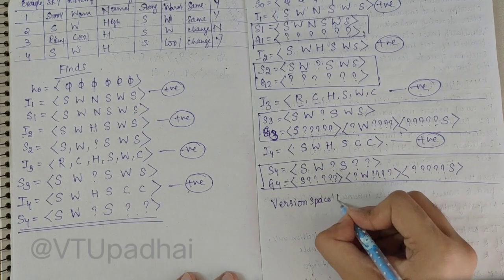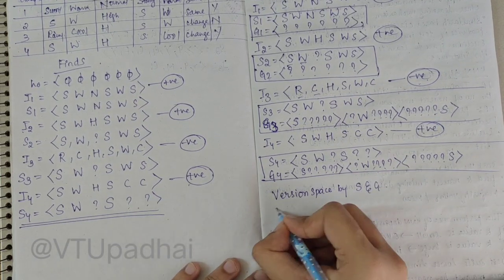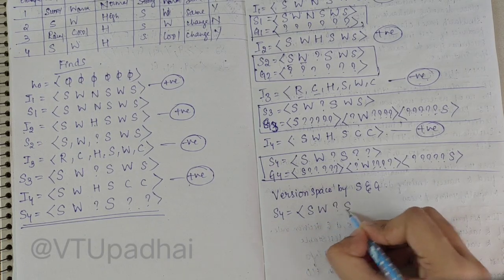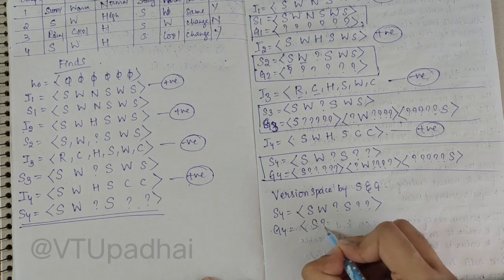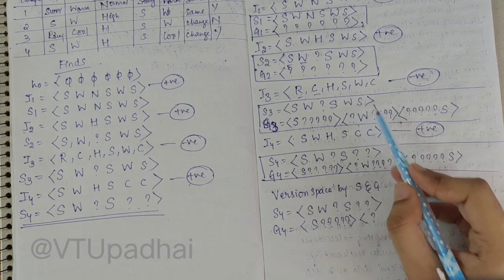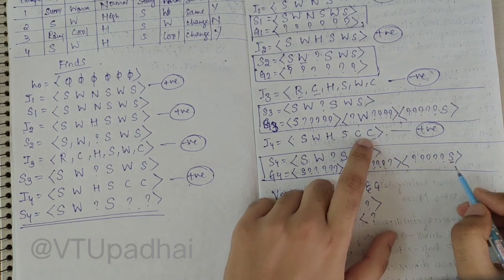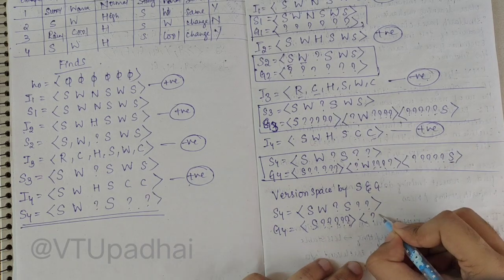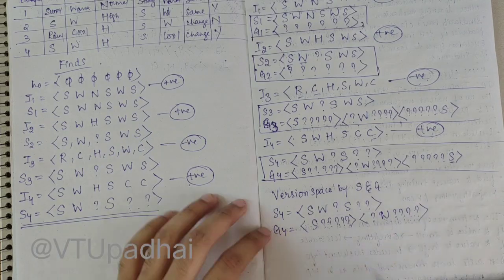So the version space is found by comparing S and G. Writing the version space, S4 would be S W question mark S question mark, and then G4 would be S question mark and then W question mark. Here, I have S, but for the positive instance I need to get C, so I need not consider this. I can put a question mark here. So I can write question mark W question mark question mark question mark question mark.